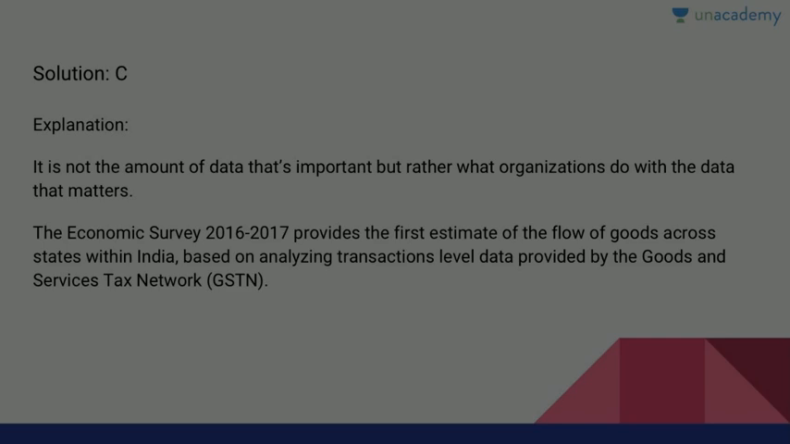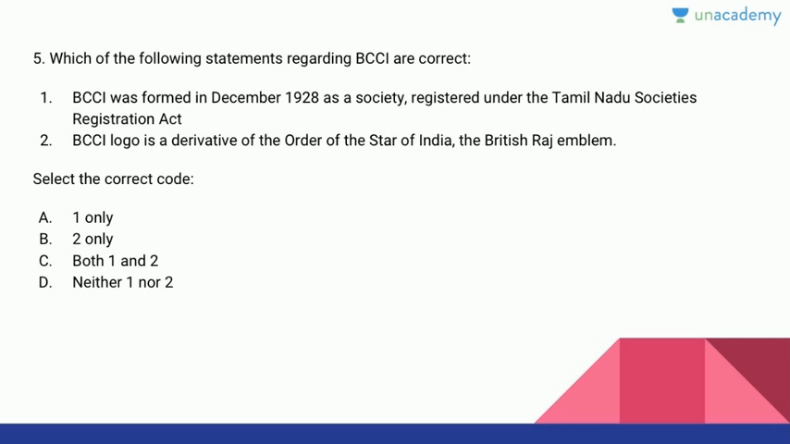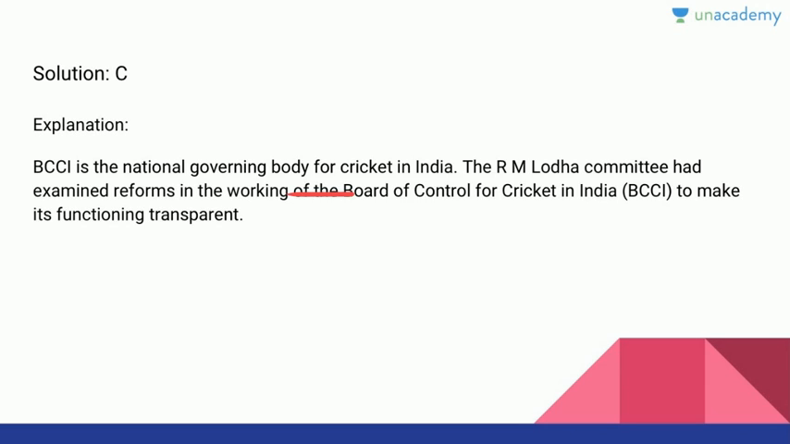Okay. Question number 5. BCCI was in news because Vinod Rai and Ramchandra Guha were given offices in charge of BCCI until elections can be held. So BCCI formed in December 1928 as a society registered under the Tamil Nadu Societies Registration Act. BCCI logo is a derivative of the Order of the Star of India, the British Raj emblem. Both of these are absolutely correct. Okay. So BCCI is the Board of Control for Cricket in India. It is a national governing body for cricket in India.